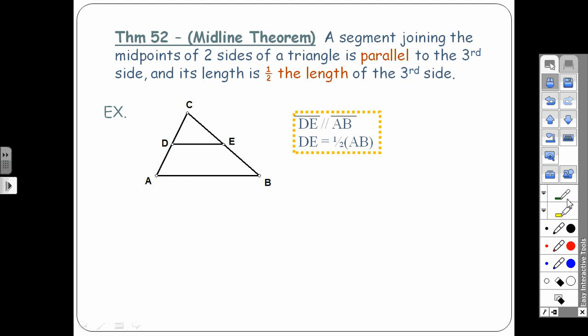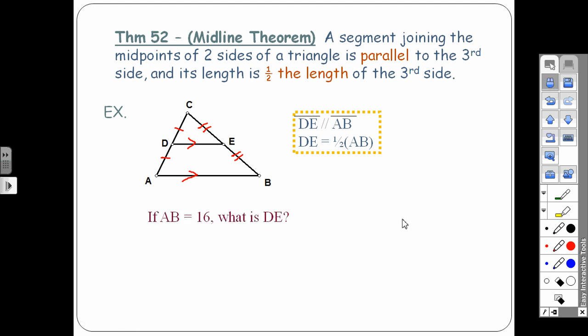So what we know from this theorem is that DC and DA are congruent, and then CE and EB are congruent, okay? Because that means that D and E are both the midpoints. And so if we know that, then we can say that DE is parallel to AB. And DE measures half of AB.